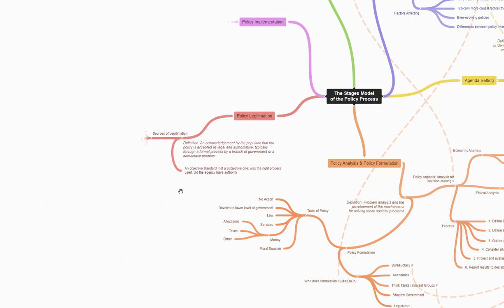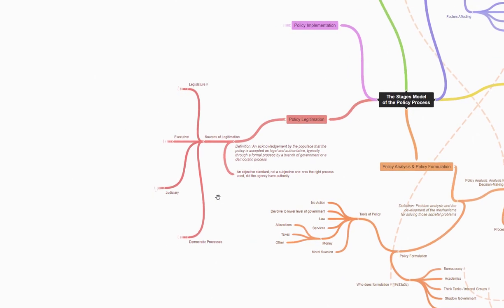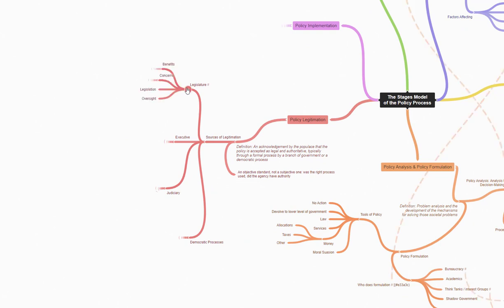Okay, so it's an objective standard as opposed to a subjective one. So what are the sources of legitimation? Well, it's our three branches of government as well as some democratic processes. Within the legislature, we're talking about writing laws or conducting oversight and investigations into what's going on in the executive branch, the two main functions of Congress.